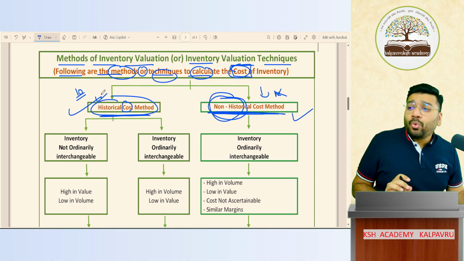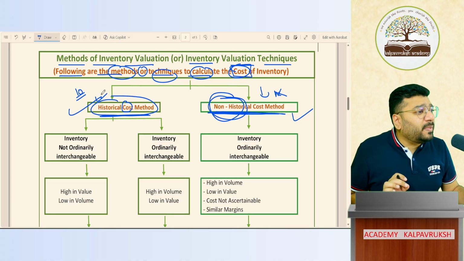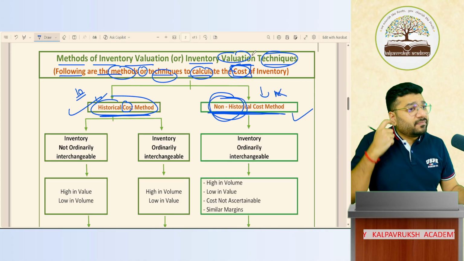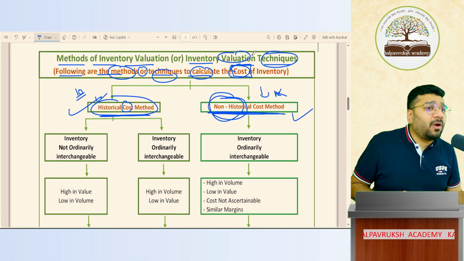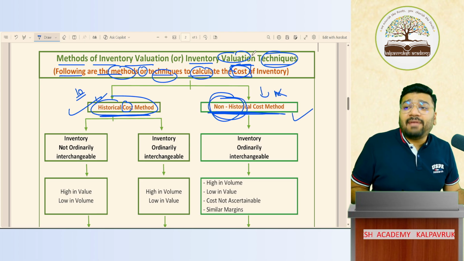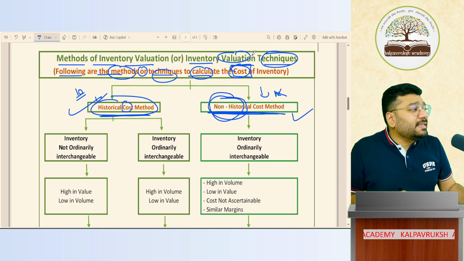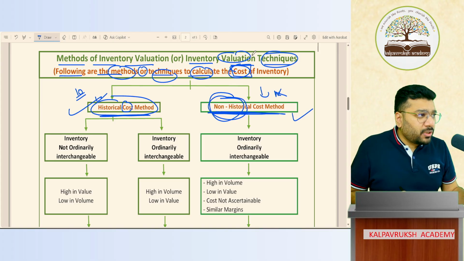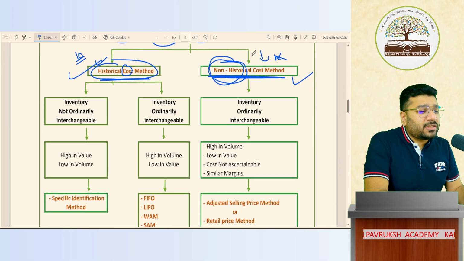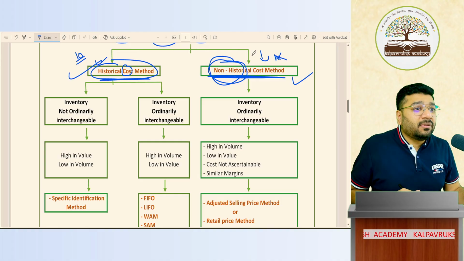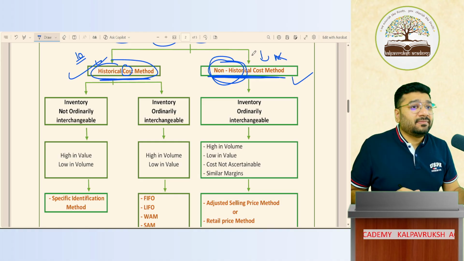So what is the historical cost or non-historical cost method? It is an inventory valuation technique. One more time I'm asking, what is the historical cost method or non-historical cost method? It's an inventory valuation technique, or we call these the methods for inventory valuation. Any doubts? No doubt. Okay. Under the historical cost method, they have given two scenarios. They have given two cases. They have given two circumstances.